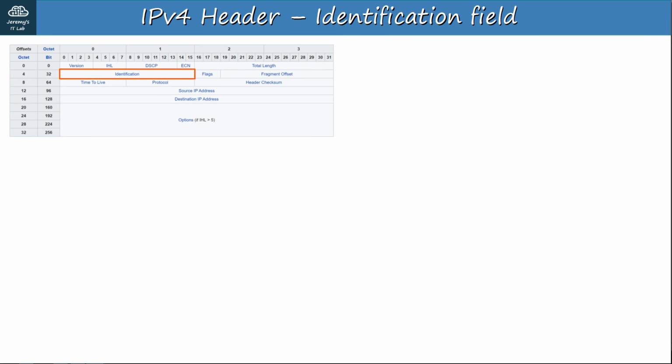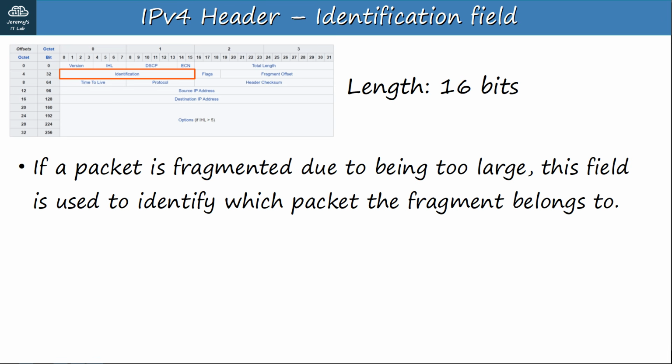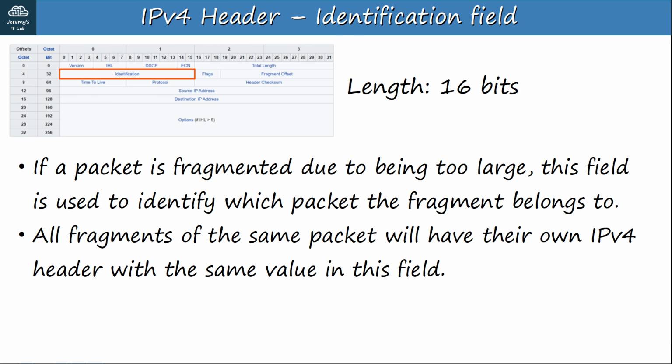Next up is the identification field, which is also 16 bits in length. If a packet is fragmented due to being too large, this field is used to identify which packet the fragment belongs to, so it can be reassembled again to make the original packet. All fragments of the same packet will have their own IPv4 header with the same value in this field, so they can be reassembled later.